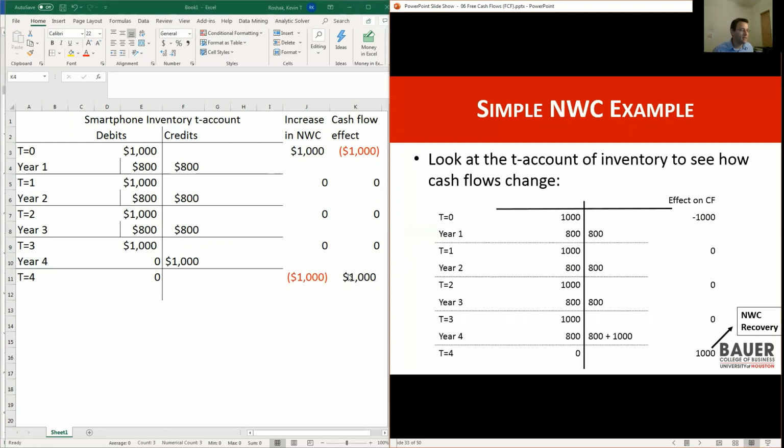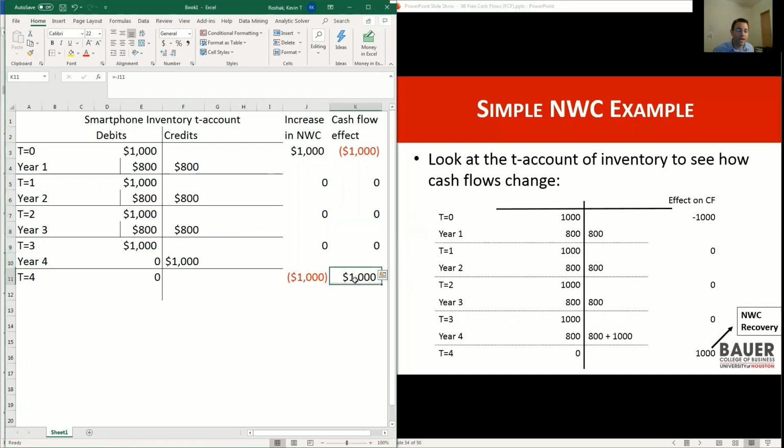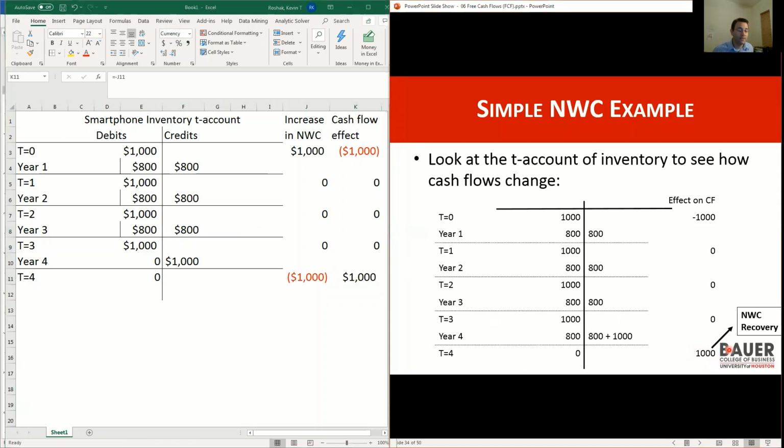We call this thing at the very end net working capital recovery. So they got into the business, and then later when they got out of the business, they sold everything. They reduced their net working capital to 0. That's called net working capital recovery. You get this big cash flow at the very end when you just liquidate everything.